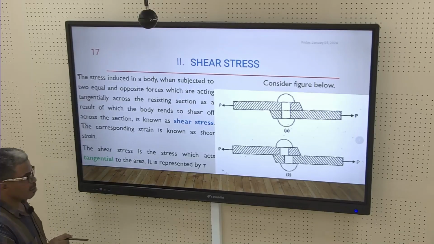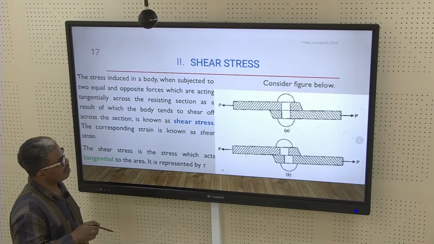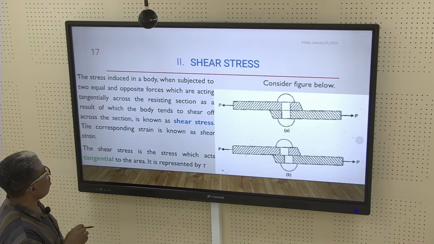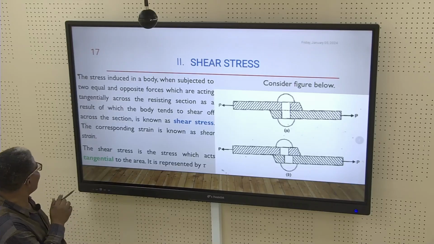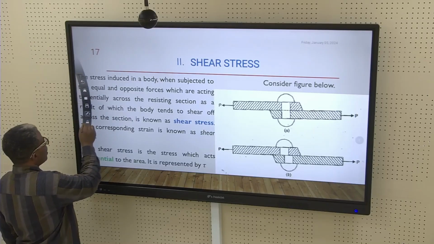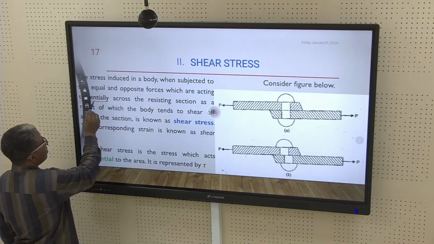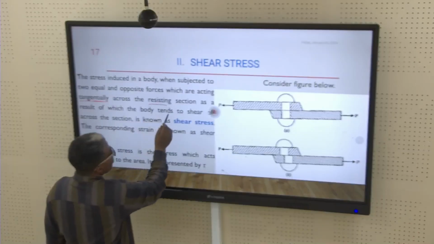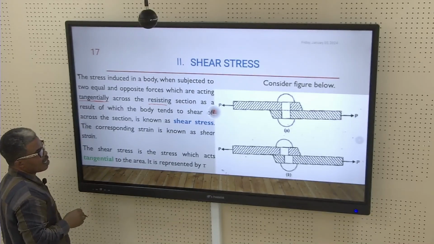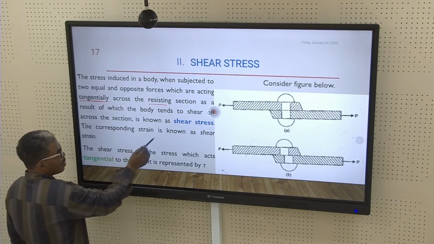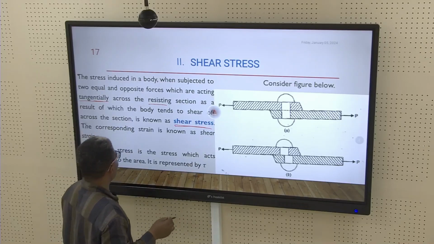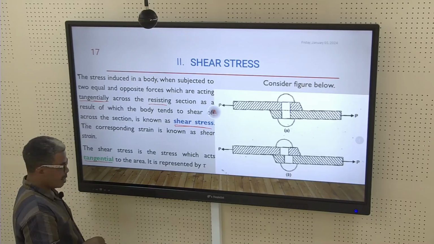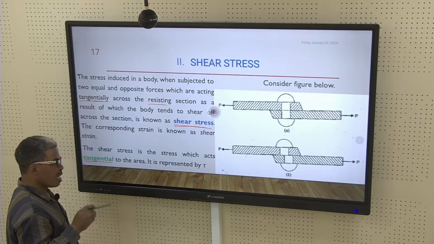So let's see how shear stress happens. The stress induced in a body when subjected to two equal and opposite forces which are acting tangentially to the body. Here it's very important to note tangential. Tangential across the resisting section as a result of which the body tends to shear across the section. It's known as shear stress. So the shear stress is the stress which acts tangential. As we have said, tangential to the area, that means it's making 90 degrees to the area.